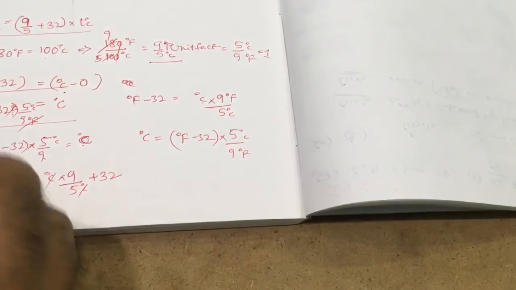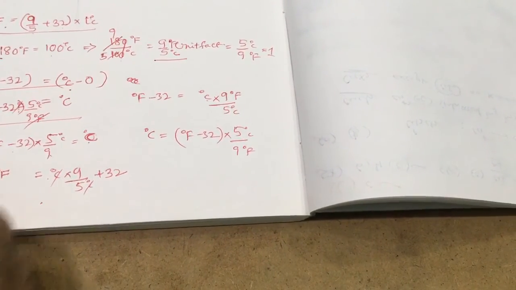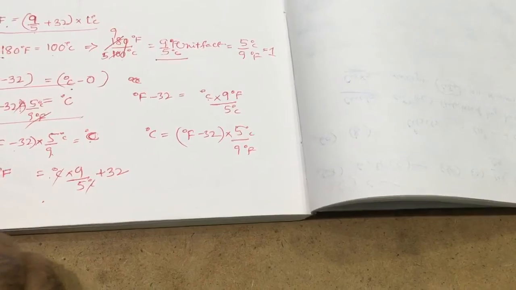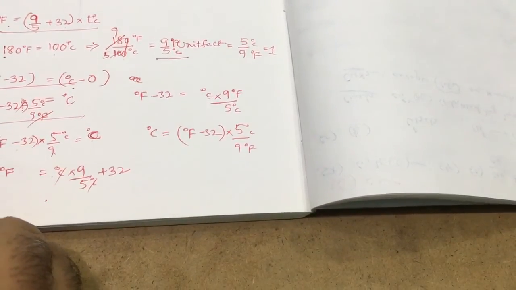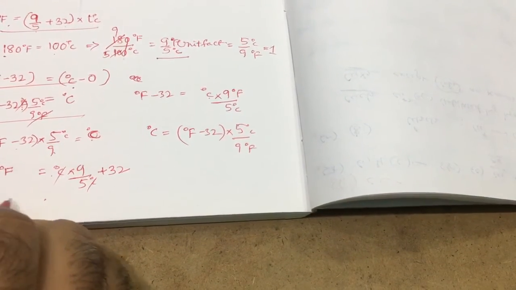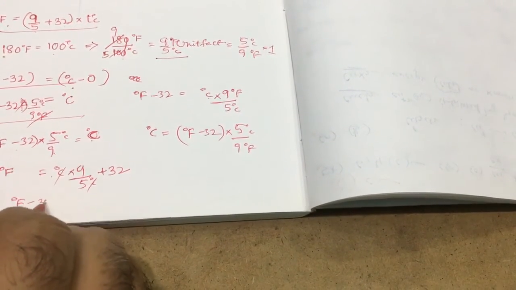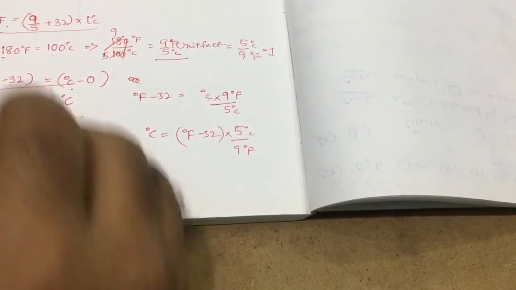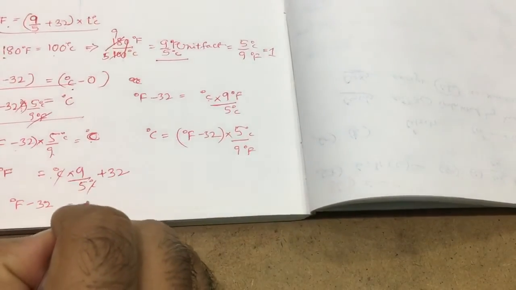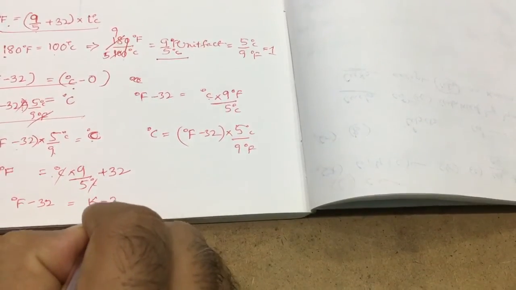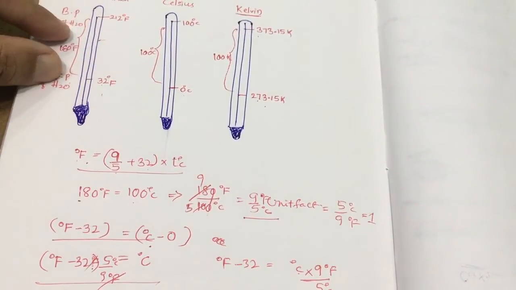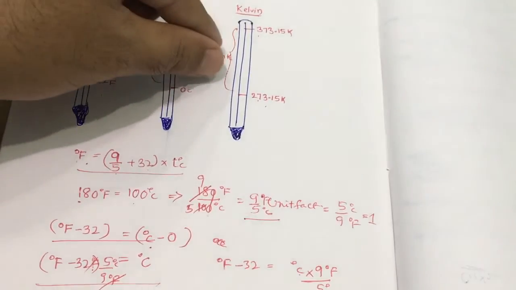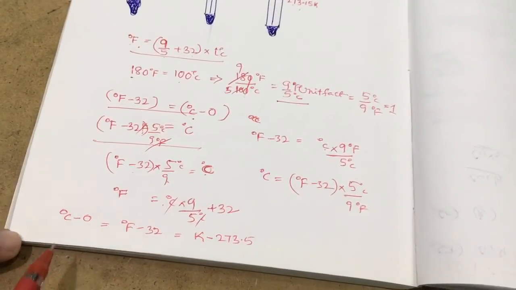That's why now I will derive one very important formula, if Kelvin is also given. All together I am writing now: degree Celsius minus 0 is equal to degree Fahrenheit minus 32, is equal to Kelvin temperature minus 273.15. Because if you consider 180 degree Fahrenheit equal to 100 degree Celsius, and 100 degree Celsius equal to 100 Kelvin, that's why I want to equalize all of this.